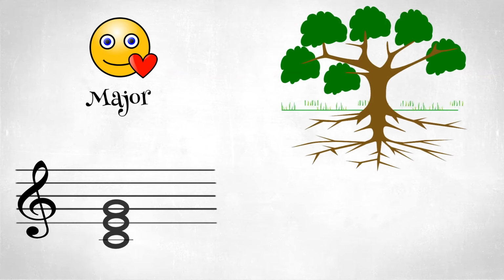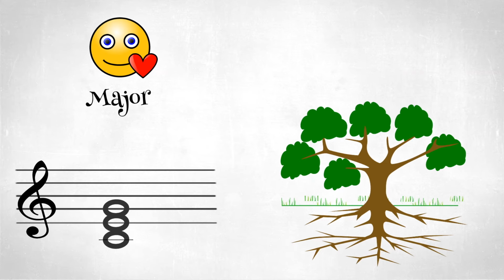We can think of a chord as kind of like a tree. The roots are found at the bottom of the tree and give the tree everything it needs to grow. A chord is built the same way. The root note is the main note of the chord found at the bottom. The notes above the root note are kind of like the trunk, branches, and leaves of the tree. The notes E and G above the root note actually make the chord sound happy or major.